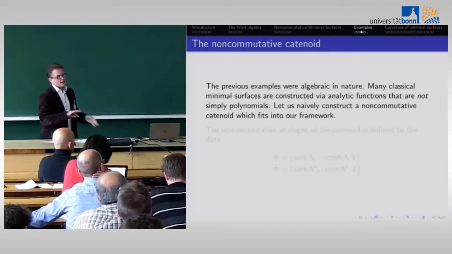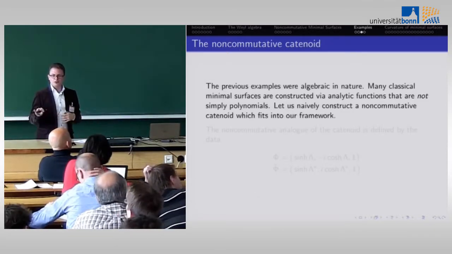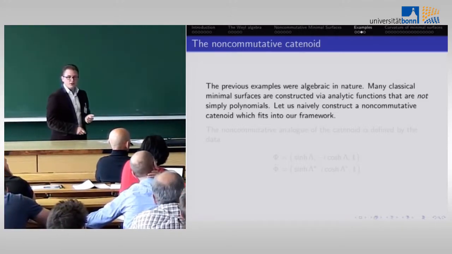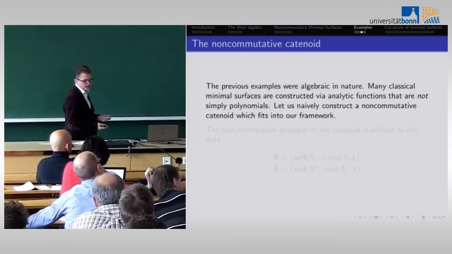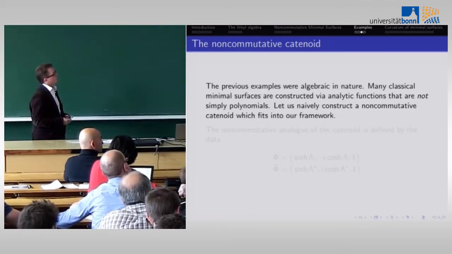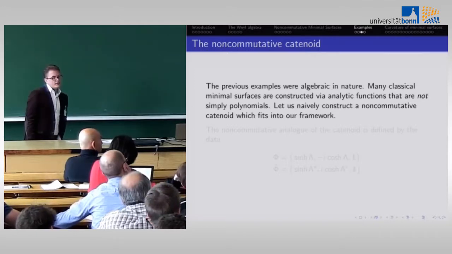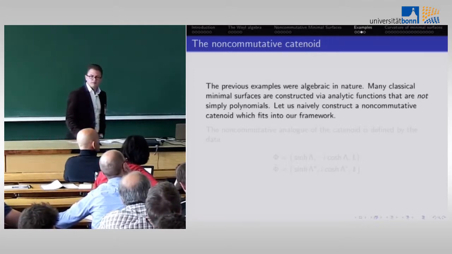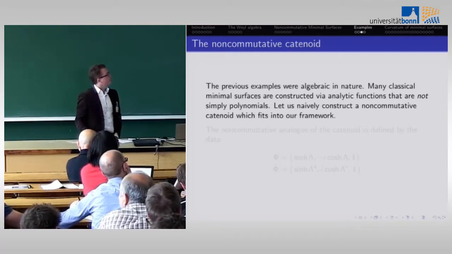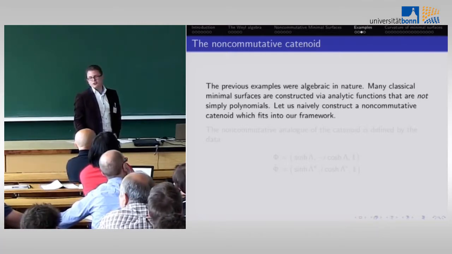Moving slightly away from the Weyl algebra into a representation of it. So these examples were algebraic. Now many of these minimal surfaces are given by analytic functions, right? So let's just take the simplest one, namely the catenoid in R3. That's a minimal surface going like this up. And let's try to just see if we can do something with it.